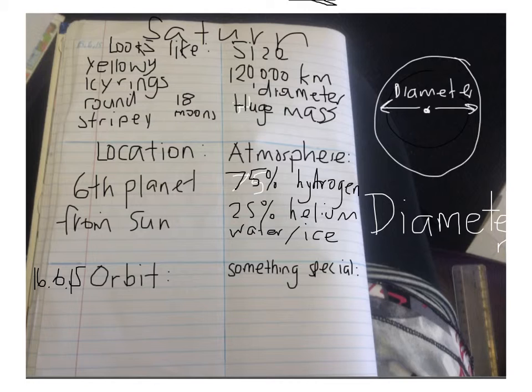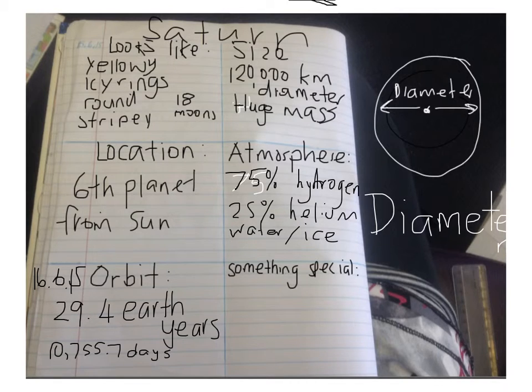Your hand needs to be up to answer. A year. Okay, 365 days is a year. So you need to find out, in the box that says orbit, how long does Saturn take to orbit the sun? Or how long does Pluto take to orbit the sun? Or how long does your planet take to orbit the sun? And put the length in that box there.